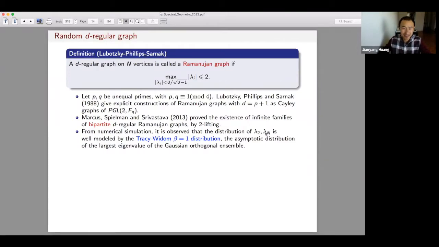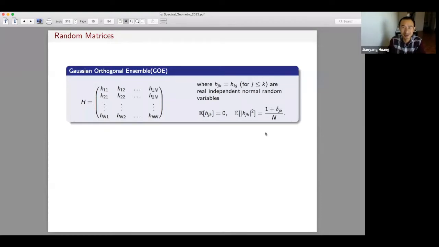So let me quickly give you some introduction to random matrix theory and what these Tracy-Widom distributions are. The story starts with the so-called Gaussian orthogonal ensemble, which is an n by n random matrix. It's real symmetric, and all the entries in the upper half triangle are random Gaussian variables with mean zero. We normalize them so that the diagonal entries have variance 2 over n, and the off-diagonal entries have variance 1 over n.